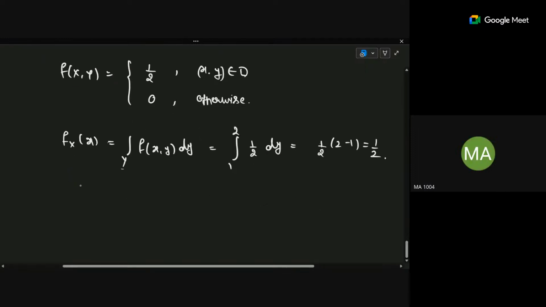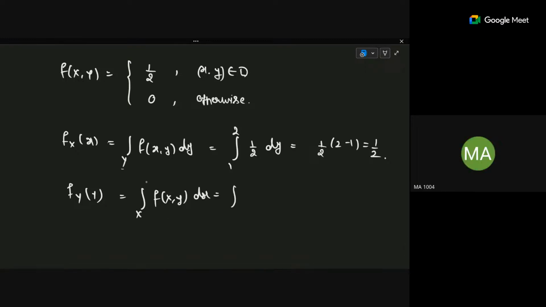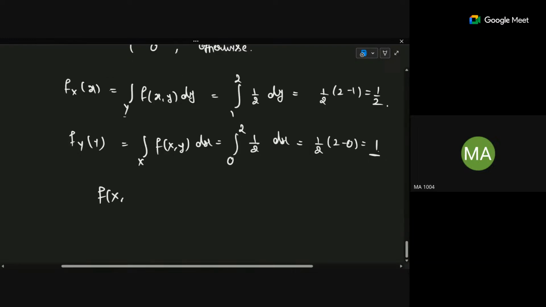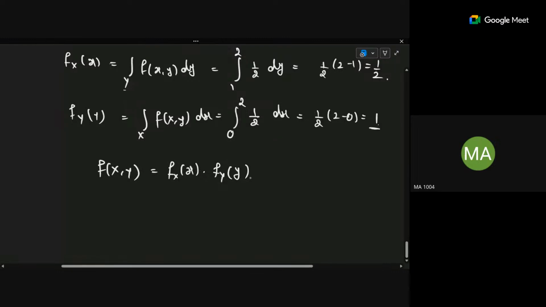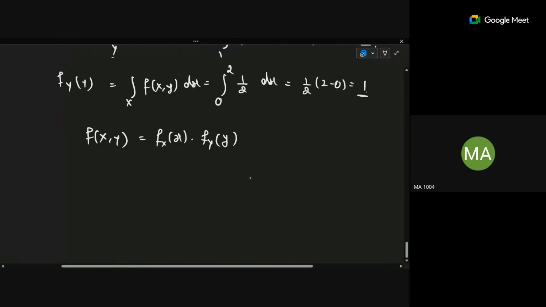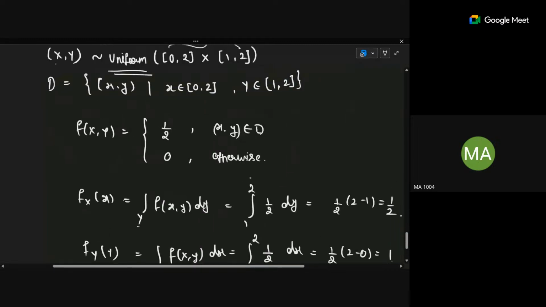And what about fy of y? That will be the integral over x of f(x,y) dx. The integral limits for x are 0 to 2, and the integrand is 1 by 2, so 1 by 2 times (2 minus 0), that is 1. So our f(x,y) is nothing but the product of the marginal densities fx of x and fy of y.